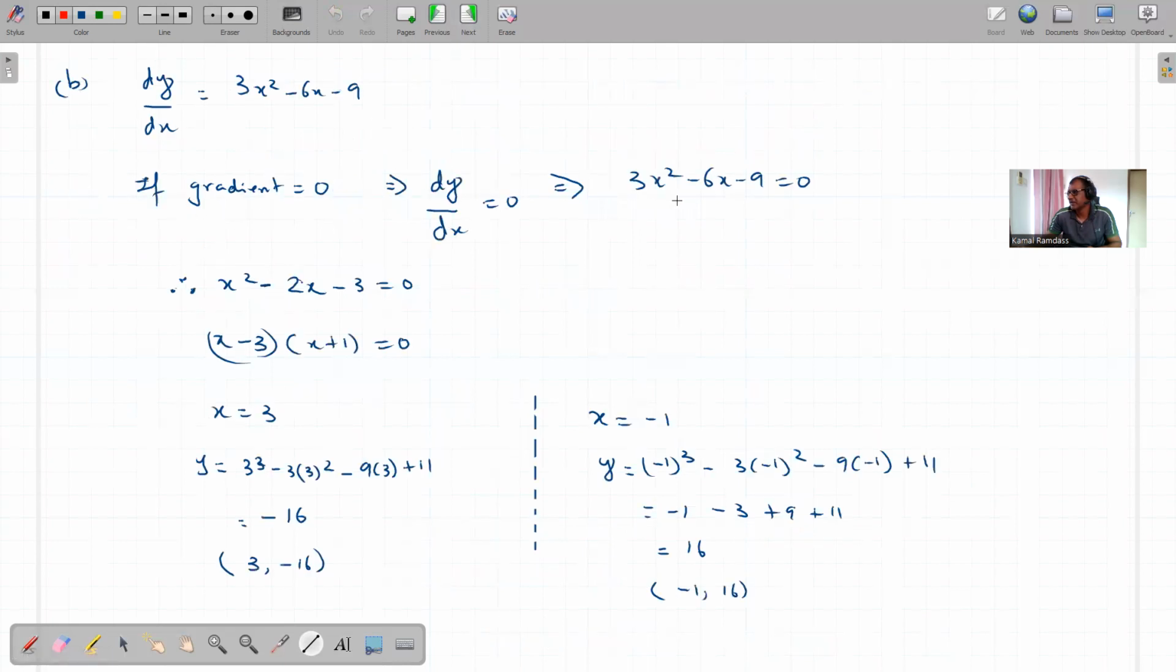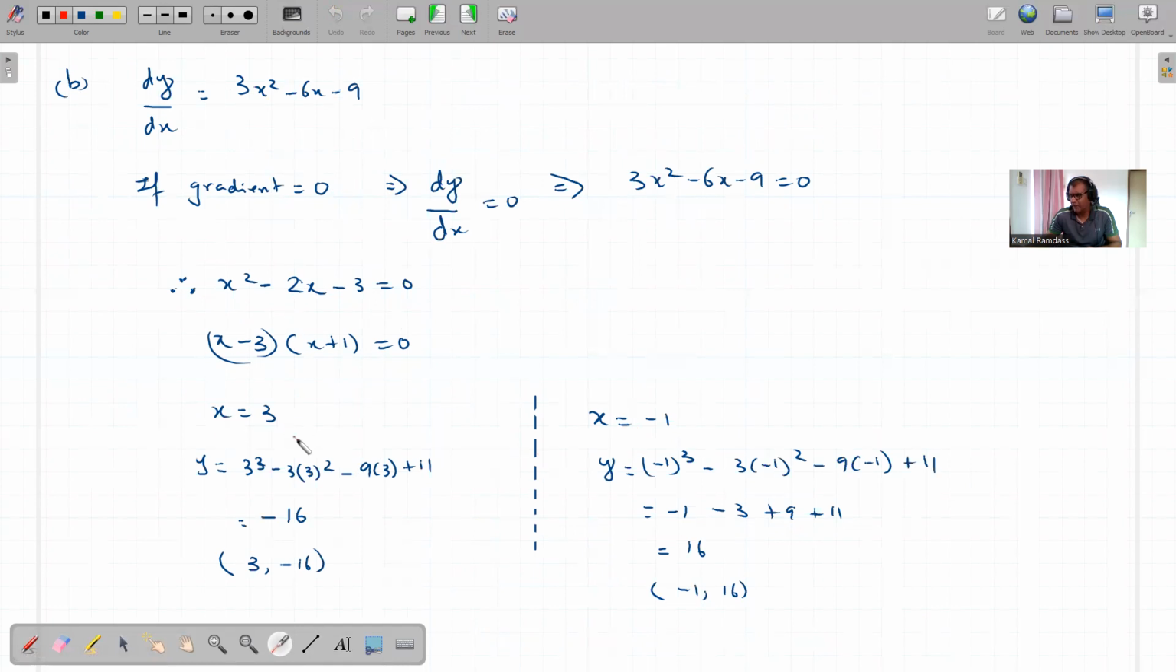Ça veut dire 3x squared minus 6x minus 9 est égal à 0. Ça veut dire x squared, on divise par 3. x squared minus 2x minus 3 is equal to 0. x minus 3 times x plus 1, on factorise ça, is equal to 0. Et là, x est égal à 3 et x is equal to minus 1.